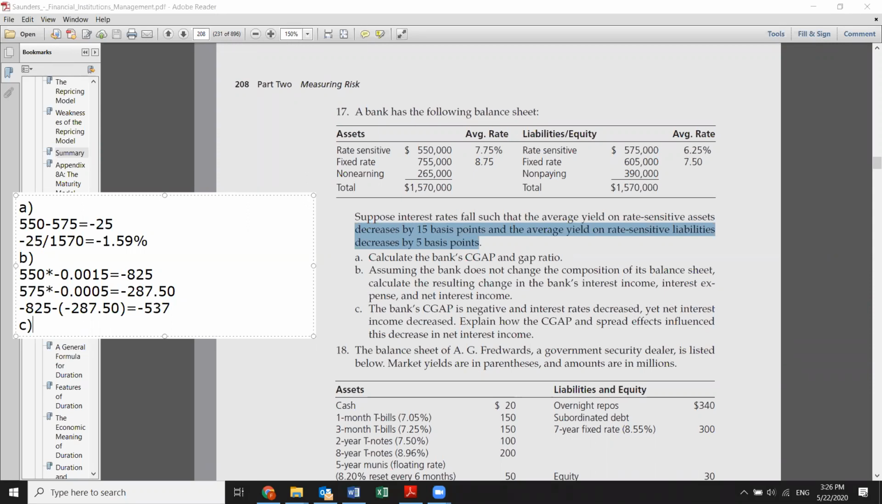So the cumulative gap effect works to increase net interest income. That's very true, because a positive cumulative gap with an increase in interest rate increases net interest income, and a negative cumulative gap with a decrease in interest rate also should make net interest income go up. However, the spread effect, on the other hand, works to decrease net interest income, because the spread decreases by 10 basis points. According to the spread effect, net interest income decreases. So the increase in net interest income due to the cumulative gap effect was dominated by the decrease in net interest income due to the spread effect.